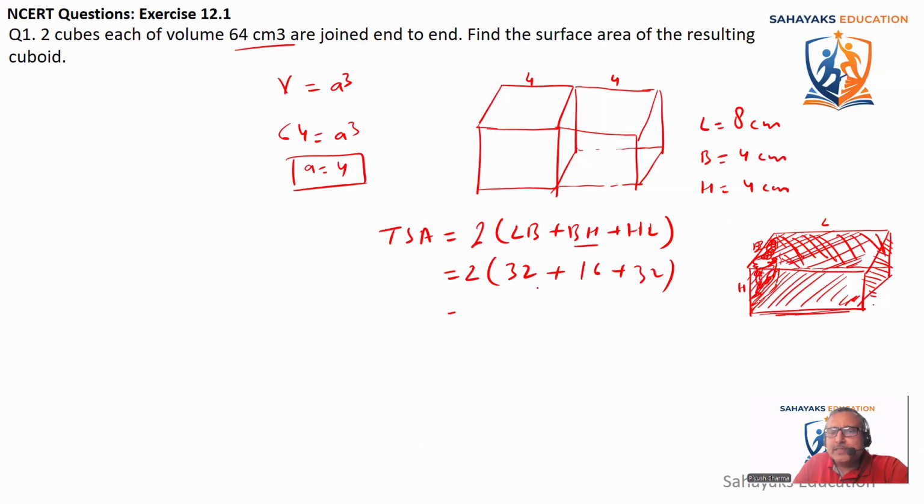Okay, so it becomes 32 plus 32, 64. 64 plus 16 comes out to be 80. 80 into 2 is 160 centimeter square. Okay, so let's move to the next question.